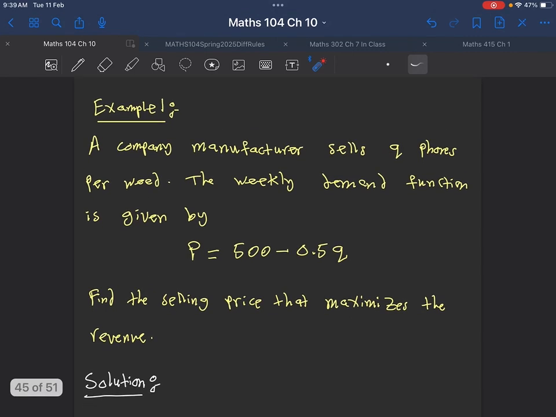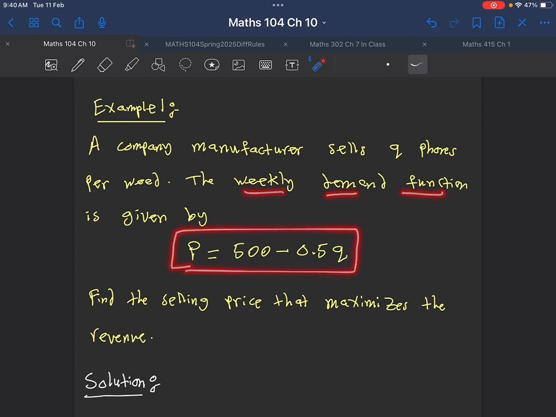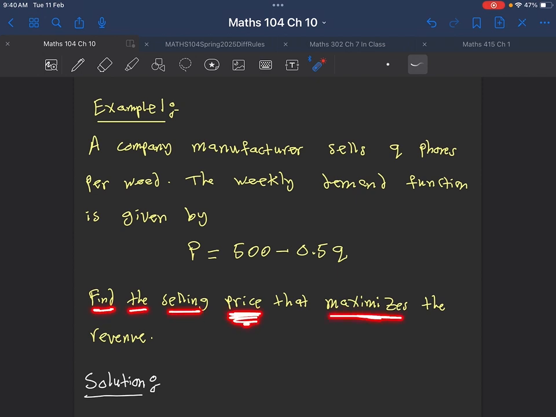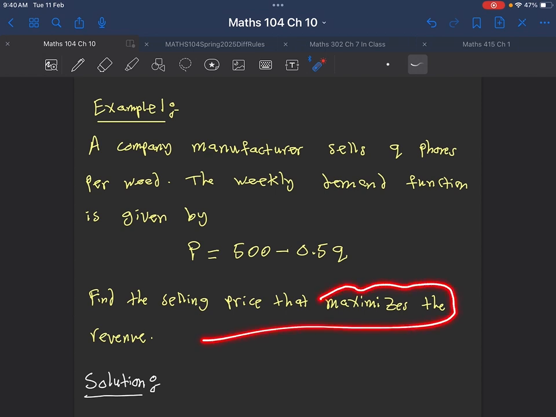Welcome, student, to section 10.3, where we will do business application or optimization problems in business. In this question, example number 1, we have a company manufacturer that sells Q phones per week. The weekly demand function, which is the price, is given by this formula. Find the selling price that maximizes the revenue.